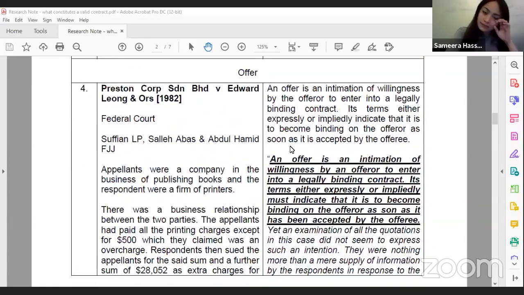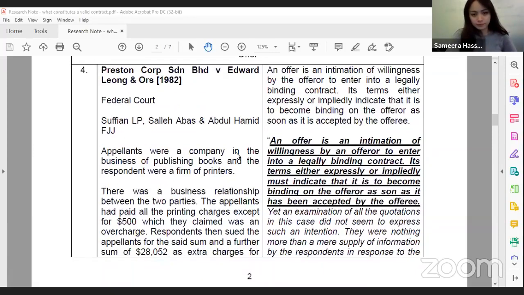Okay. Let's see a case on offer, specifically on offer. So this is the case of Preston Corporation Sdn Bhd and Edward Leong and others. An offer is an intimation of willingness by the offerer to enter into a legally binding contract. Its terms either expressly or impliedly indicate that it is to become binding on the offerer as soon as it is accepted by the offeree.